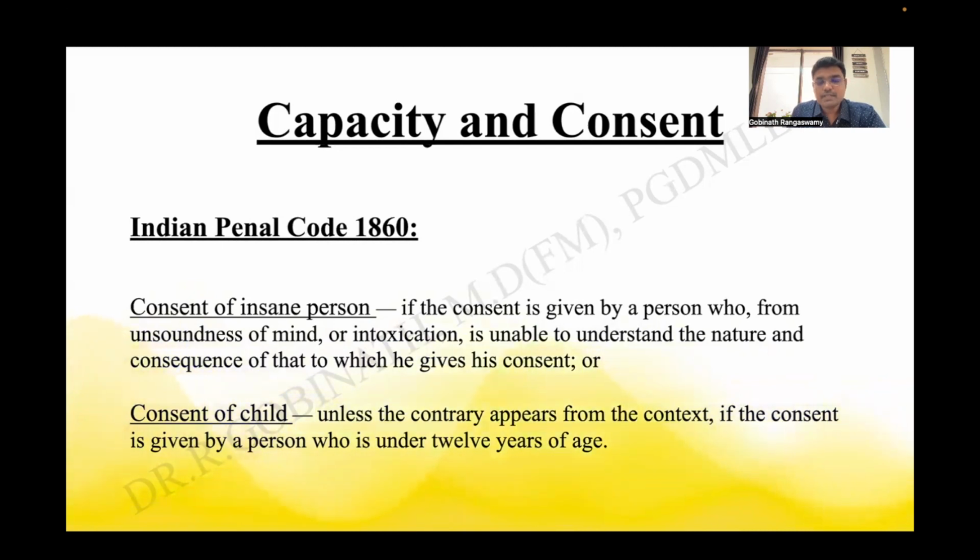Consent of insane person. The consent is given by a person who, from unsoundness of mind or intoxication, is unable to understand the nature and consequences of that to which he gives his consent. That is, he could not understand the nature and consequences of the procedure to be performed. Always, consent of a child less than 12 years is not valid.